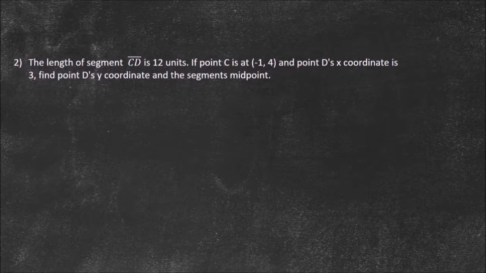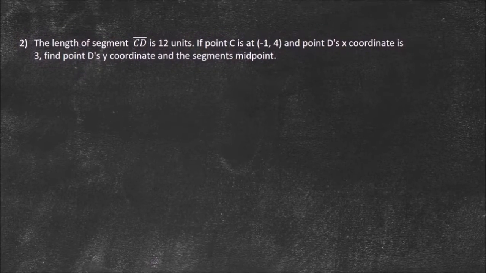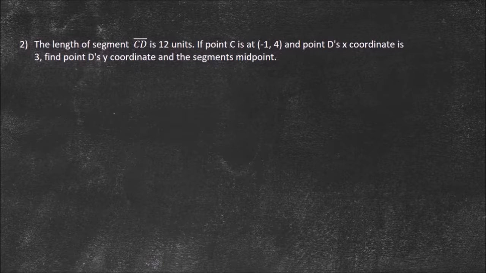So the length of segment CD is 12 units. If point C is at -1, 4, and point D's x coordinate is 3, find point D's y coordinate and the segment's midpoint. Again, we got a lot going on right now. I recommend that you pause the video and try to do it yourself before watching what I do, but if not, let's go right into it.